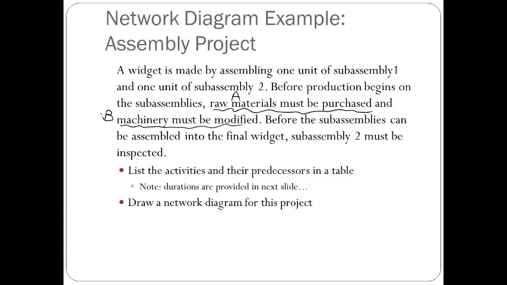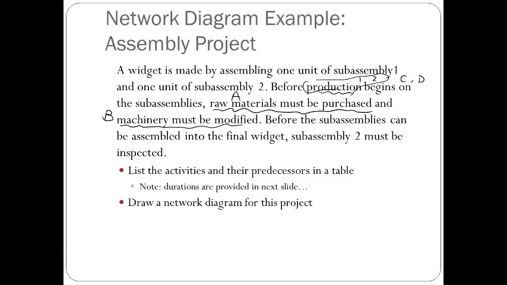What about the next one? It says before production begins on the sub-assembly line. So that means they are going to produce on those two sub-assembly lines, and we have two of them, okay? So we'll have the production on sub-assembly 1 and 2. So this will be C and D, production on 1 and 2.